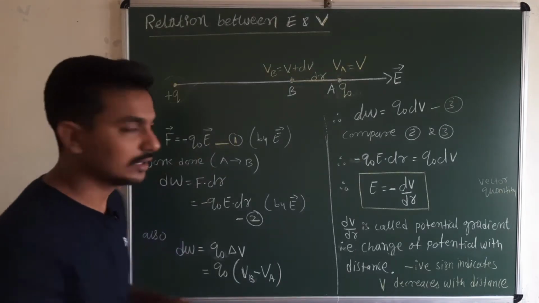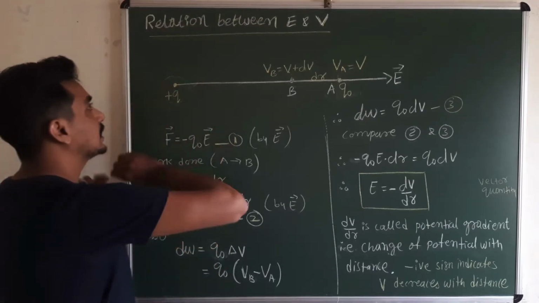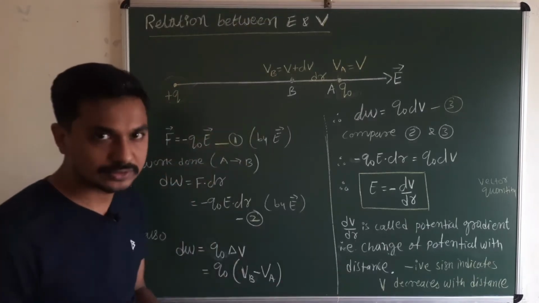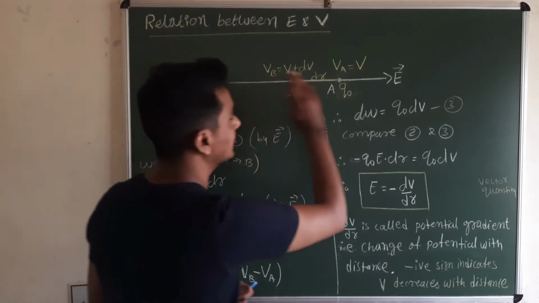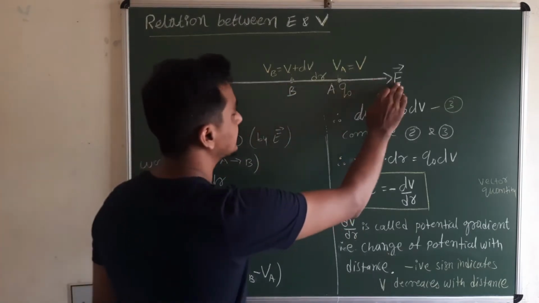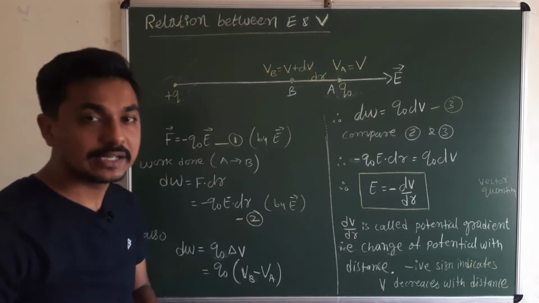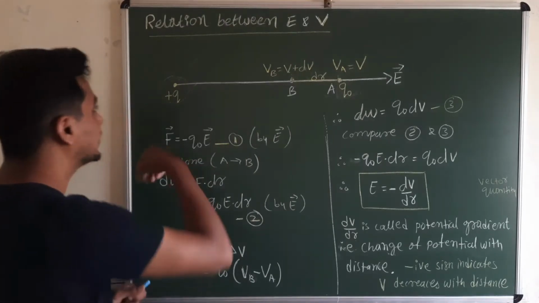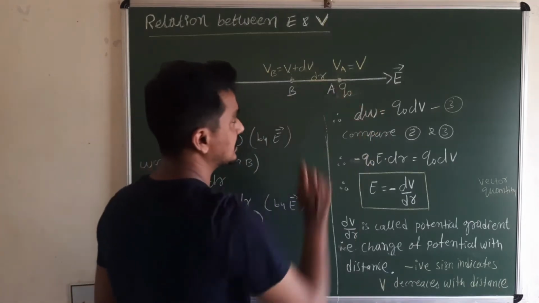Suppose we have a source charge, that is a point charge here, from which electric field lines are coming out. So many field lines are coming out, but we are considering this line only. This is the direction of the electric field lines coming from it. It is coming in all directions because a point charge has spherical symmetry, but we are considering only this direction.